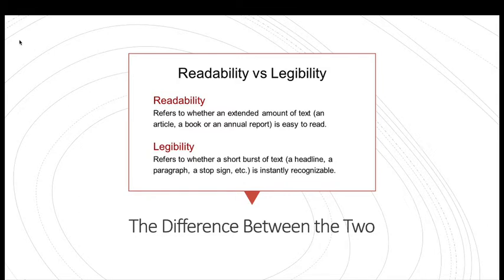The difference between the two is that readability refers to whether an extended amount of text is easy to read. For example, a newspaper or a book or a magazine article or any type of article is what readability is referring to. And then legibility refers to whether a smaller amount of text is instantly recognizable. So a headline, a paragraph, a shorter news article, or the paragraphs that we respond to in our discussions for class.